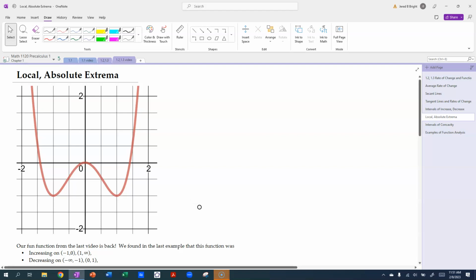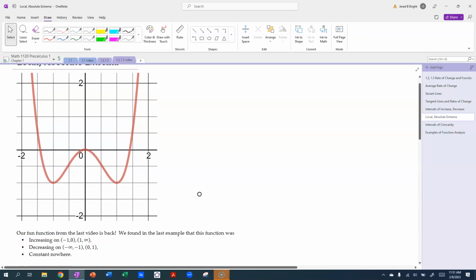Welcome back, and we're going to continue looking at that function that we saw in the video on increasing and decreasing. And so we came to this conclusion, right? It's increasing on these intervals, decreasing on the others, and constant nowhere, right? Okay. But it's kind of interesting if we look at those boundary places.